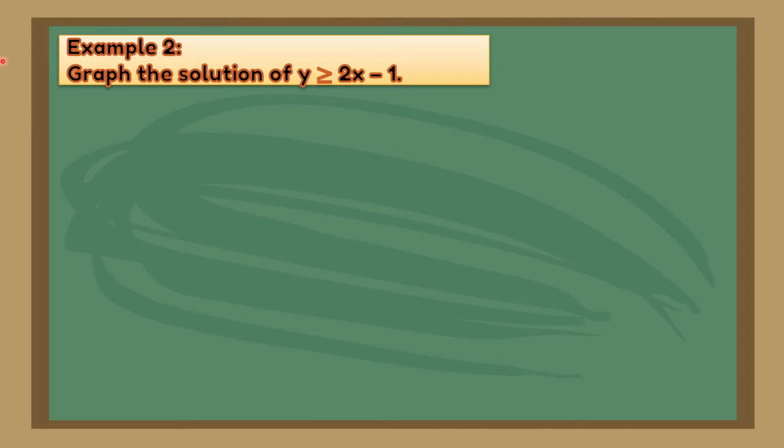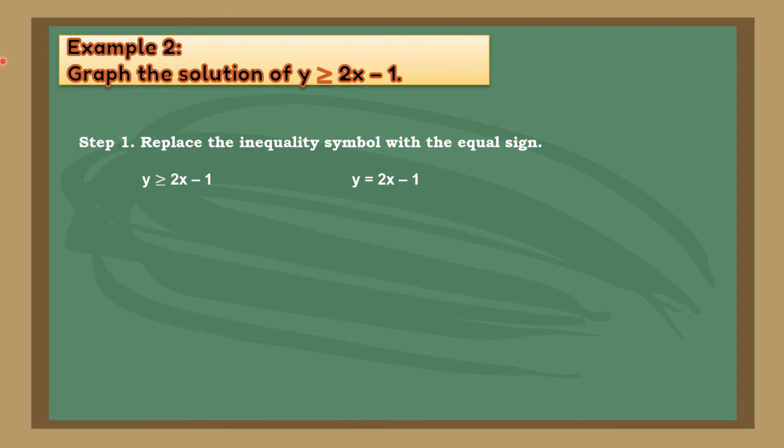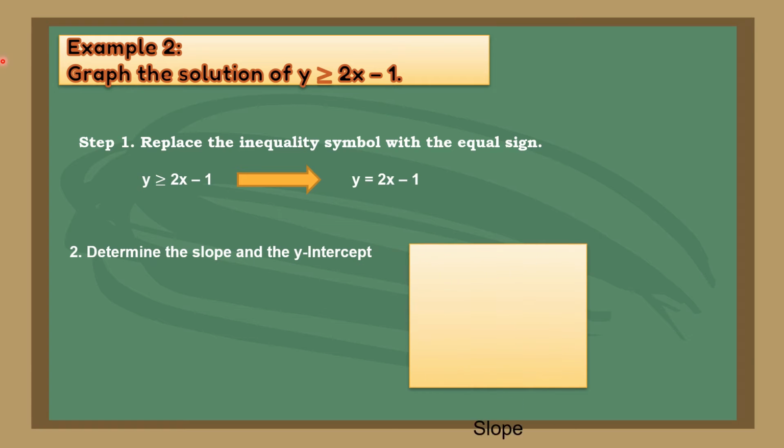Okay, next example. Graph the solution of y is greater than or equal to 2x minus 1. Step 1. Replace the inequality symbol with the equal sign. So y is greater than or equal to 2x minus 1 becomes y equals 2x minus 1. Number 2, determine the slope and the y-intercept. Our slope is 2, since we will use here y equals mx plus b.